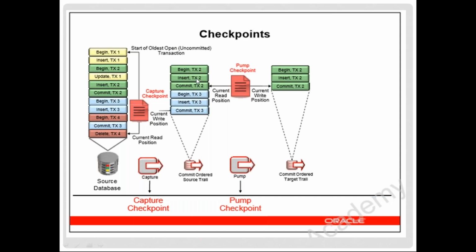So here is the read checkpoint. Here, if you see, transactions 2 and 3 were committed at the source side, so they have been written to the local trail, and the pump is reading transaction 2 now, and it has also written, so the write checkpoint also. Is this okay? Clear?